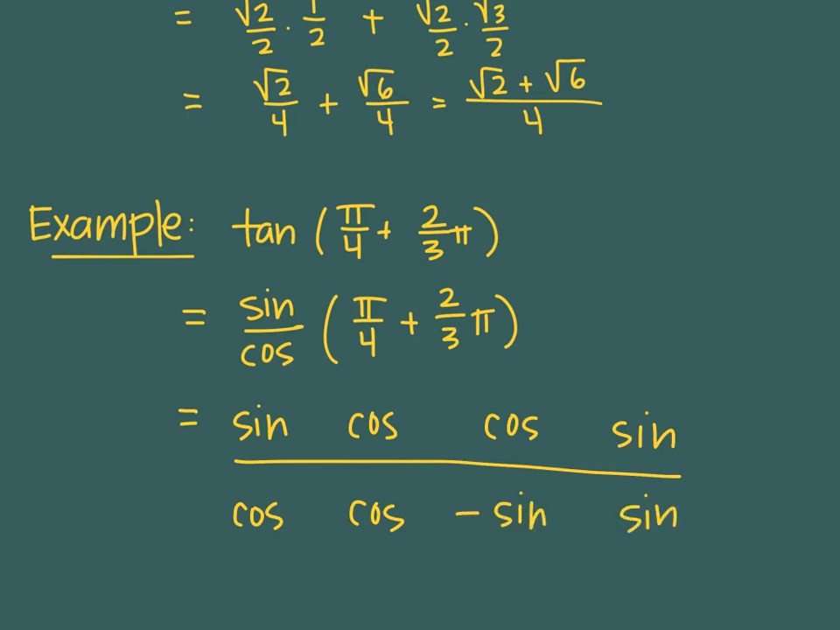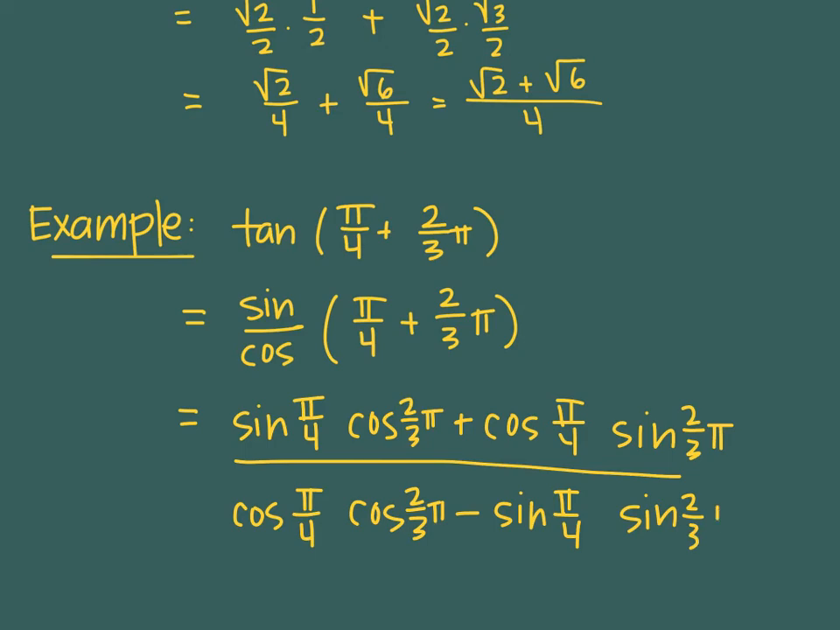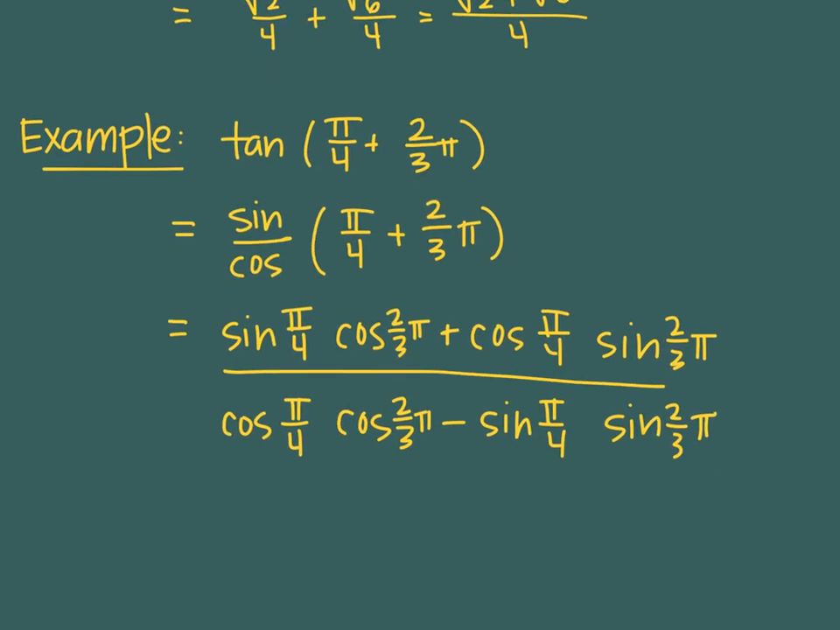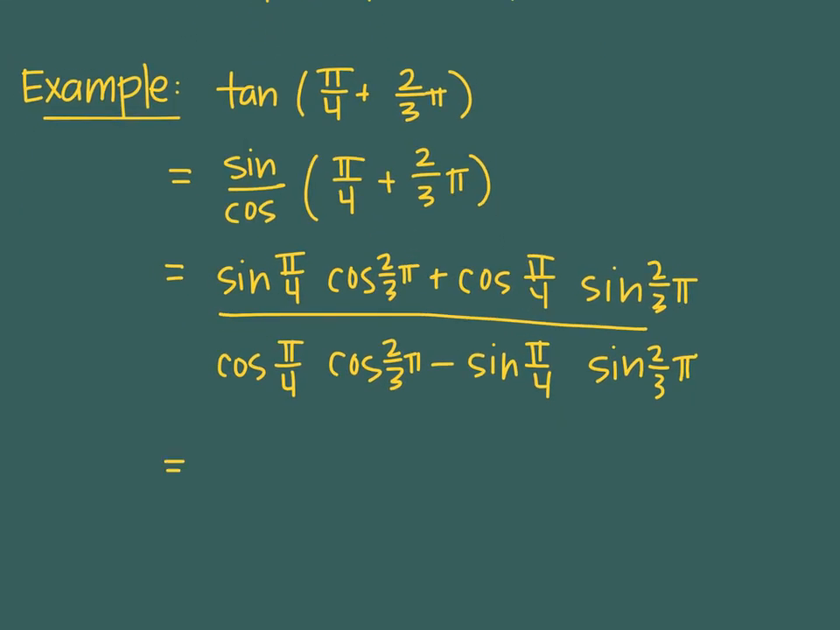Change it to a minus. The top stays a plus. Only the bottom changes. And then you fill in: pi fourths comes first, 2/3 second, in each of the places. And so now you have 8 of them to figure out.